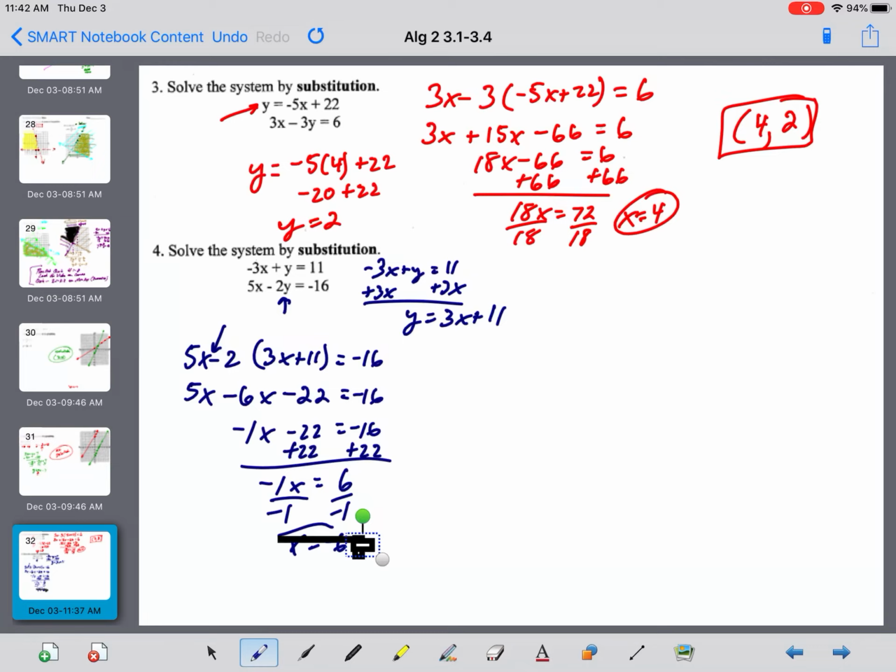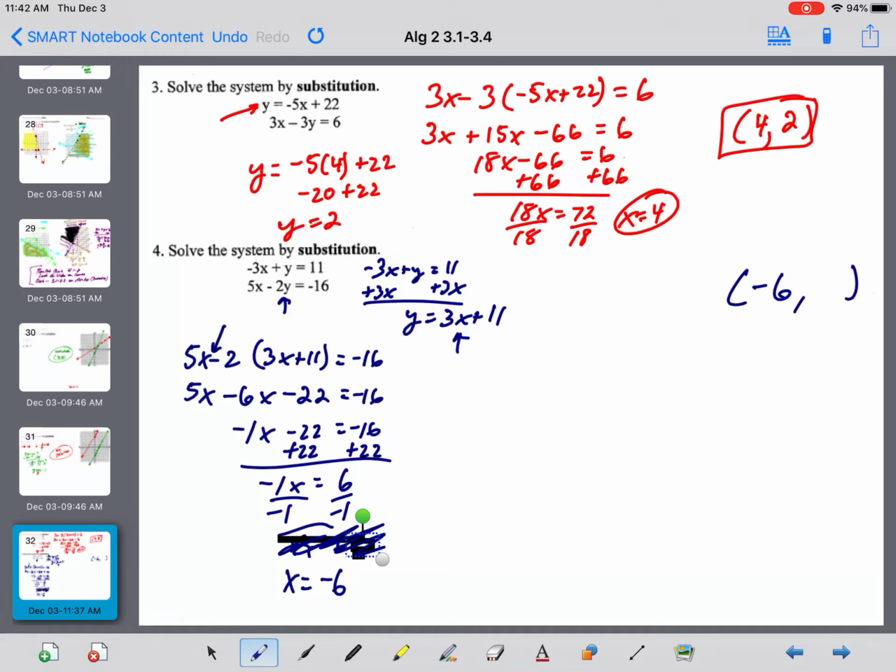All that stuff getting in the way. All right, I'm just gonna write x equals negative 6 down here. Sorry about that, my iPad got away from me. So our solution for number 4 is going to be negative 6 comma something.